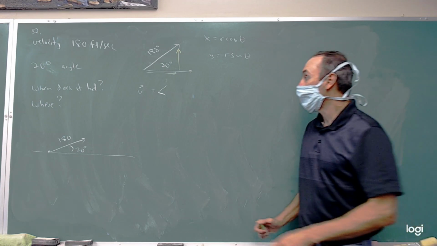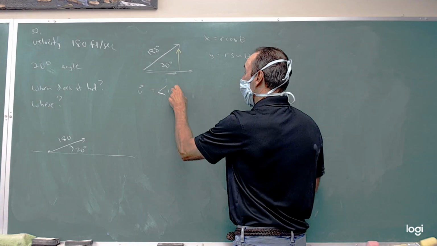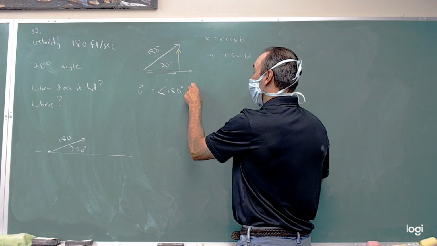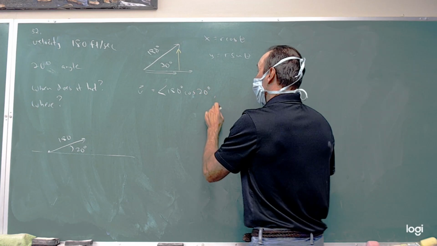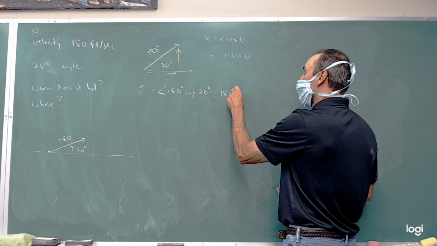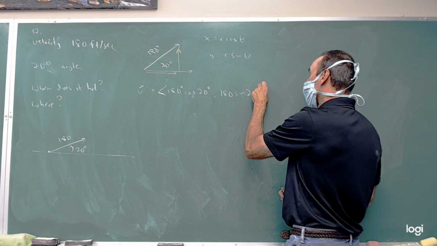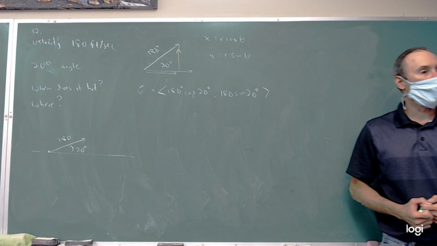That's the main thing. So then we're going to get 180 times the cosine of 20 degrees, and we're going to get 180 times the sine of 20 degrees. That's going to be the vertical component of that vector.